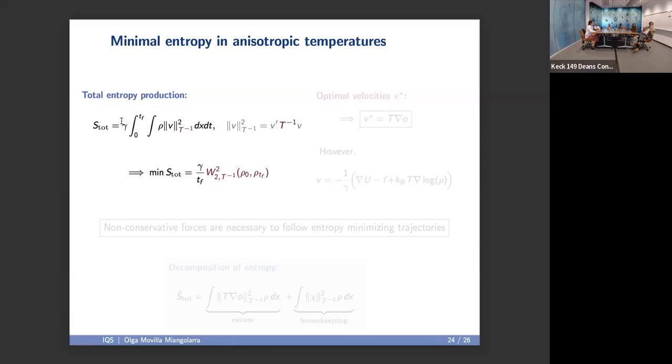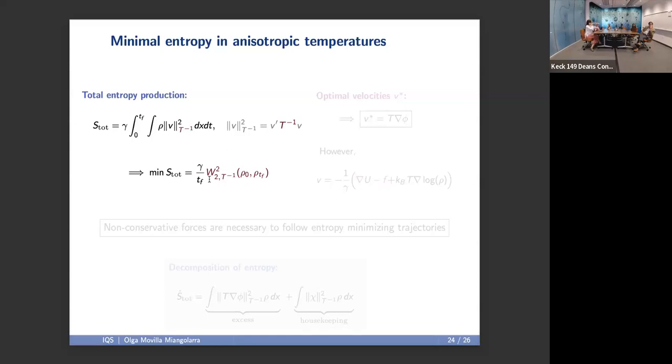Now note that here we had before gamma over T. I don't know if you remember, but we had gamma over T. But now T is a matrix, so we really have to account for it somewhere else. It turns out that the correct way to account for it is by weighting this norm of the velocity by this matrix T inverse. So now the same problem as before, I got rid of the details, but minimizing entropy production, we were able to show that again, can be quantified as this square of a length in the space of probability distributions, the Wasserstein 2 length, that is now weighted by this matrix T inverse.